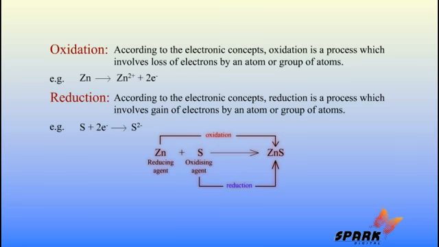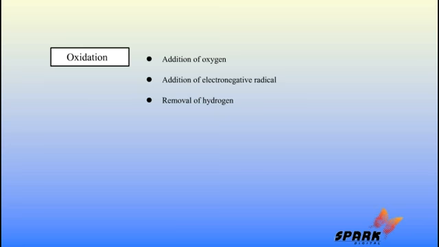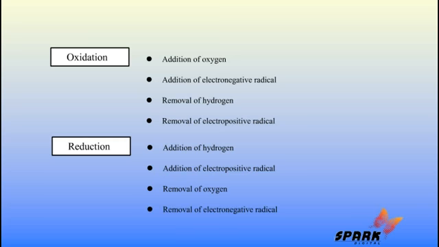Here zinc reduces the sulfur atom, hence zinc is called a reducing agent, and sulfur oxidizes the zinc atom, hence sulfur is called an oxidizing agent. Oxidation process involves addition of oxygen or addition of electronegative radical or removal of hydrogen or removal of electropositive radical. And reduction process involves addition of hydrogen or addition of electropositive radical or removal of oxygen or removal of electronegative radical.